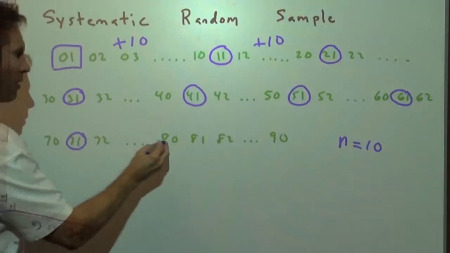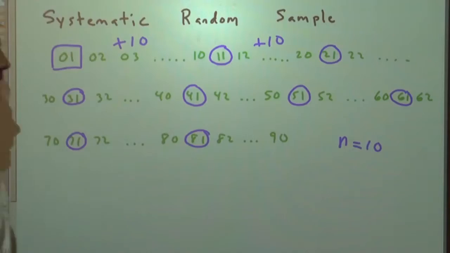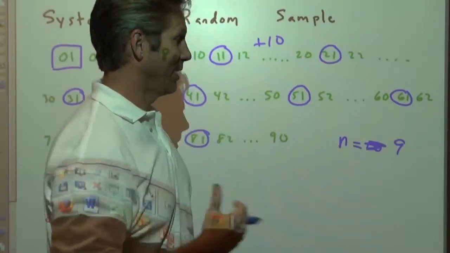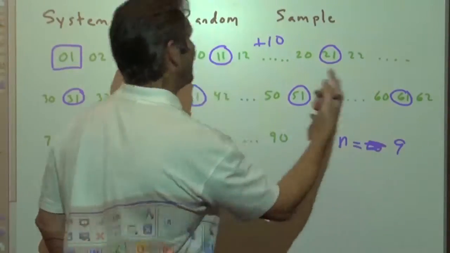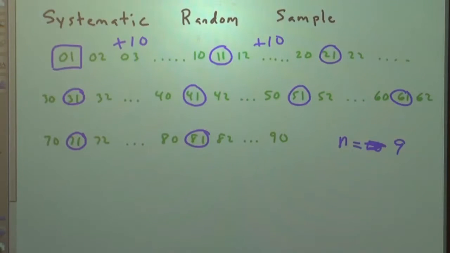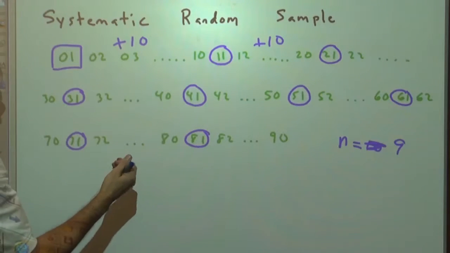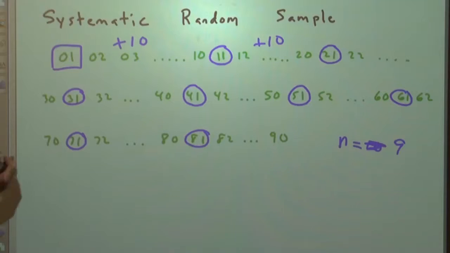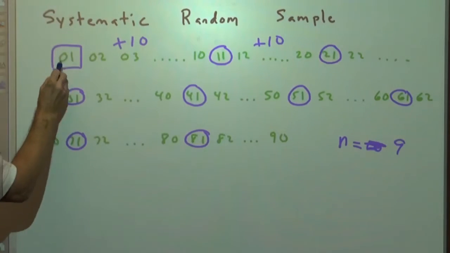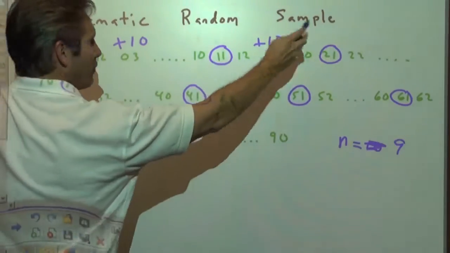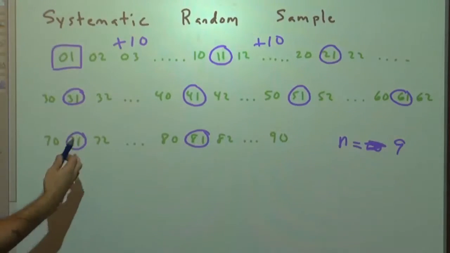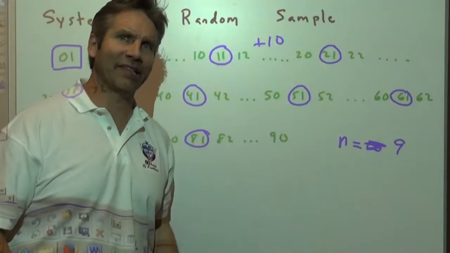And in the end, like I said, we're going to take a sample of 9 people. We're going to jump by 10s so that in the end, we end up with 9 people, but we did it systematically. Once we decided how much we needed to jump by, we just went from the first person to the 11th person to the 21st person. We keep taking every 10th person until we fill our sample of size 9.